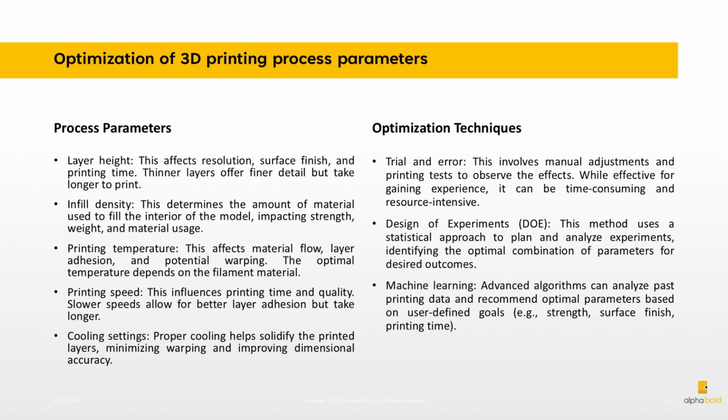Thinner layers offer finer detail, but take longer to print. Infill density. This determines the amount of material used to fill the interior of the model, impacting strength, weight, and material usage. Printing temperature. This affects material flow, layer adhesion, and potential warping. The optimal temperature depends on the filament material.